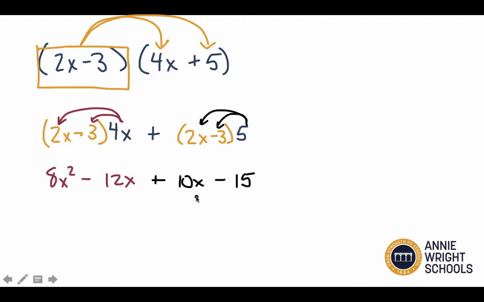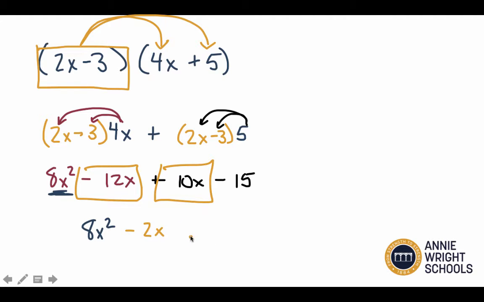And now I'm going to look for like terms. 8x squared, there's no other x squared terms, so I'm done. Then I've got negative 12x, and I've got positive 10x. Oh, those are like terms. That's going to combine to give me negative 2x. And then last but not least, I've got negative 15, and that has no other like term, negative 15. And there's your final answer.